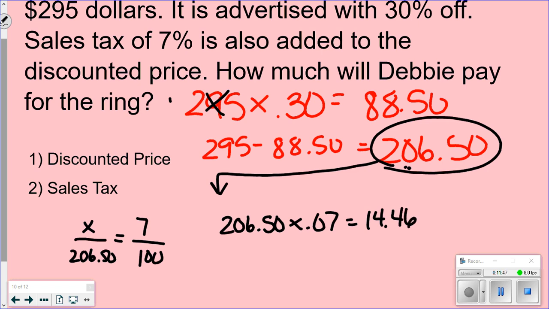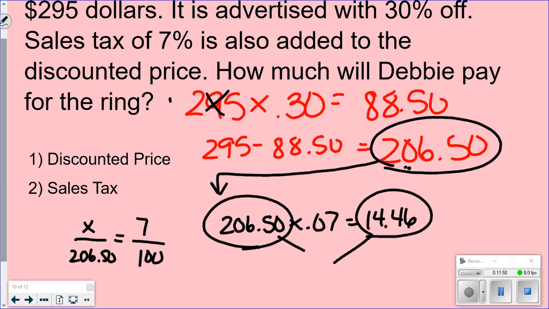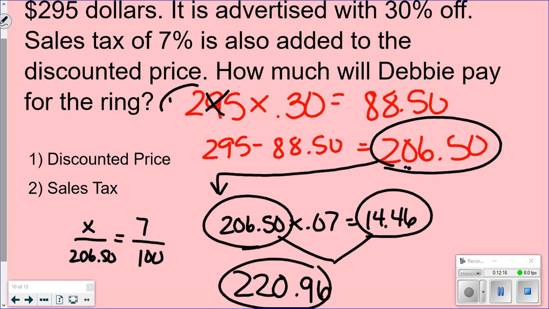$14.46. Now, what do you do with tax? Tax is treated like a markup. So if it's treated like a markup, that means you're going to add something together. You're going to add this number because that's what you paid for that ring. Plus this is going to tell you all together what you're going to pay for that ring. 14.46 plus 206.50. You're going to pay all together for that ring $220.96. So the biggest thing is to do the step at a time. First do your discount and then worry about your tax.